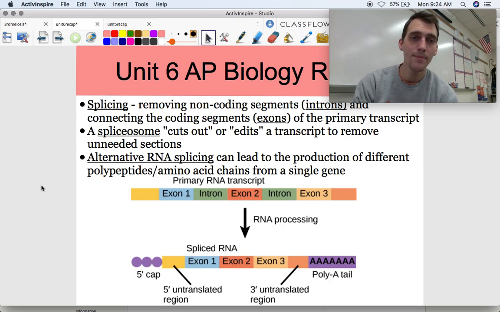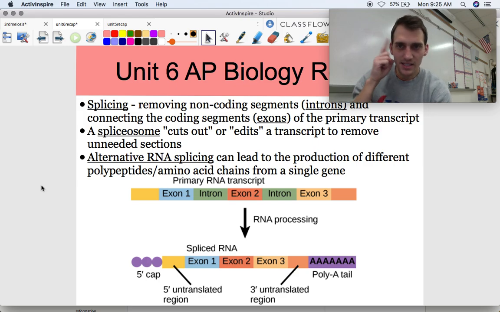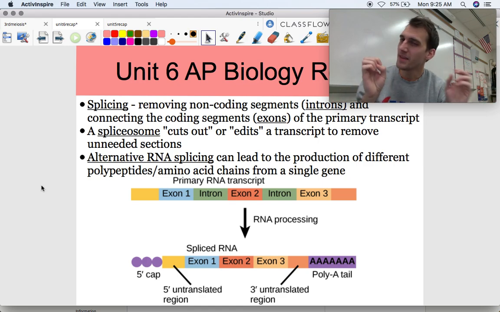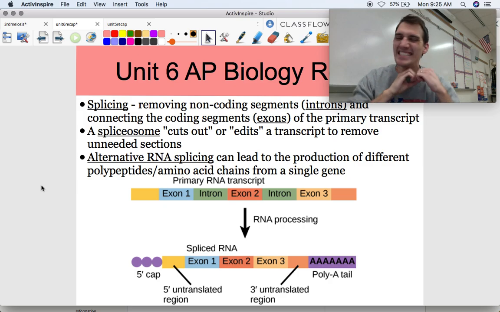And the third thing that has to happen is what's called splicing, removing non-coding segments, which are called introns, and connecting the coding segments, exons, of the primary transcript. Now, this is something to remember. Introns are, okay, I actually taught this wrong one time. I said introns are kept in. No, that's not true. Introns are spliced out, and exons are kept in of the primary transcript.